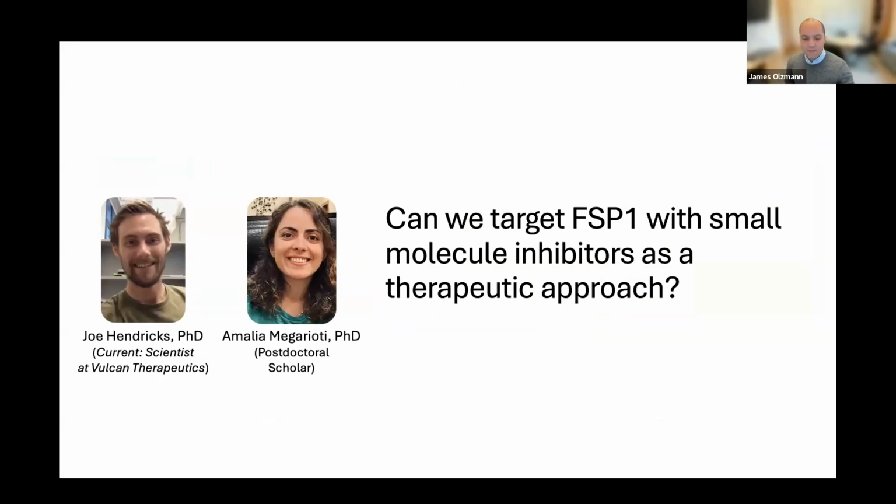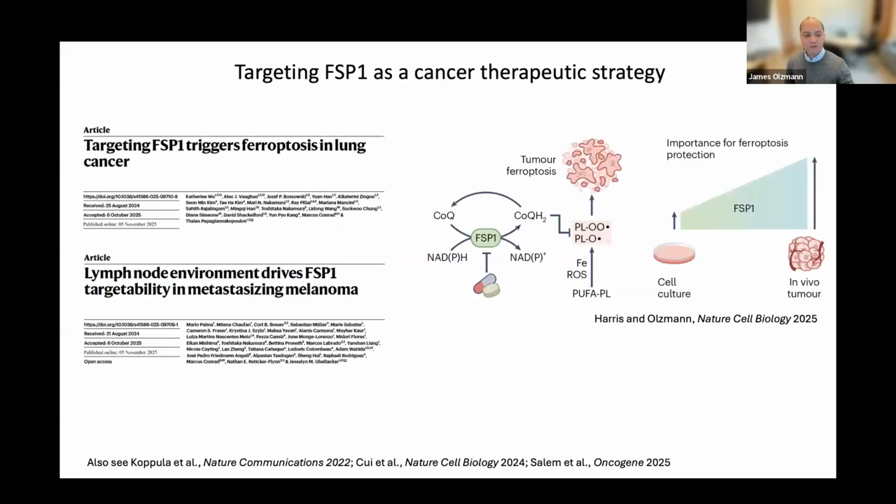And we were motivated by studies in our lab, as well as emerging studies from many in the field. For example, just 2 months ago, there were two studies, one from Thales Papagiannakopoulos and one from Jesselyn Ubelacker, in vivo, demonstrating that genetic deletion of FSP1 or small molecule inhibition of FSP1 could trigger ferroptosis and suppress tumor growth in these in vivo models, really motivating us to follow up on this pathway as a potential therapeutic mechanism.